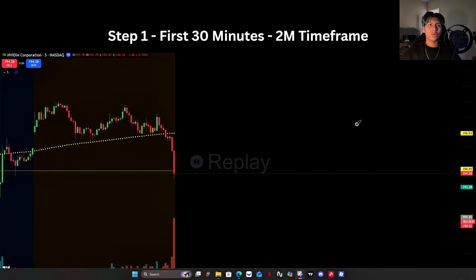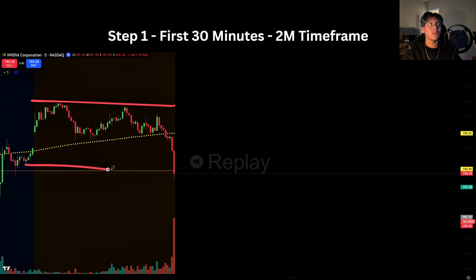So part 1. For the first 30 minutes of market open, I am on the 2-minute time frame and I go based off 2 levels. I mark the pre-market high and the pre-market low. These 2 levels are the most critical levels on the day. Once it breaks above or below, that is essentially where the real trend starts.